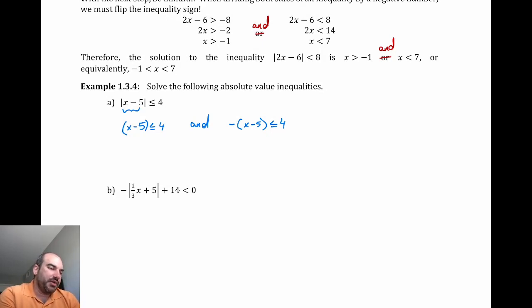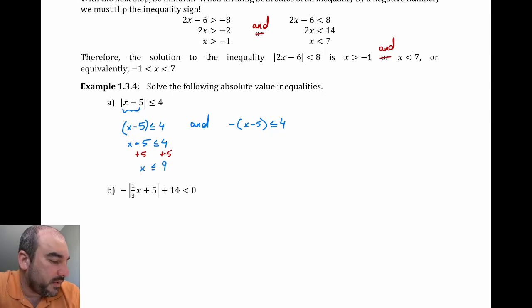Okay, now we can get into solving these inequalities. So how do we solve inequalities? Well, we solve them the same way we solve equalities. What do we have to be careful about with inequalities? There was something special about inequalities when we're doing operations to them. We're going to add 5 to each side, because there's already a minus 5, right? So x is less than or equal to 9 is what we get there.